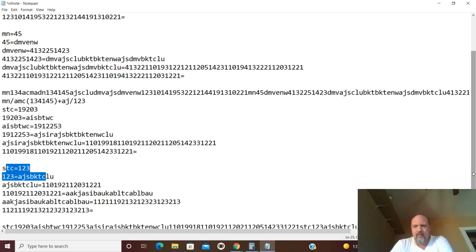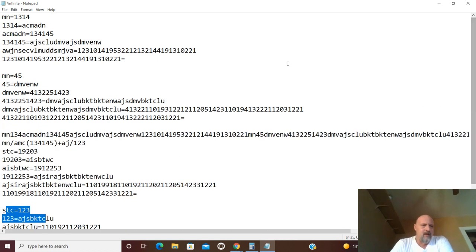Refer to yesterday's video where we showed how MN changed to 1314 in the alphabetic order. And then you could turn that back around and convert it to that, ACM, ADN. And then you could convert that back to that, and that to that. And the conversions would just keep going and get bigger.